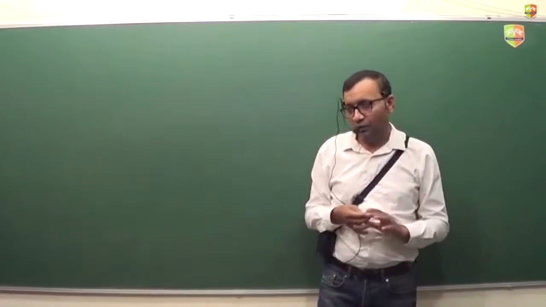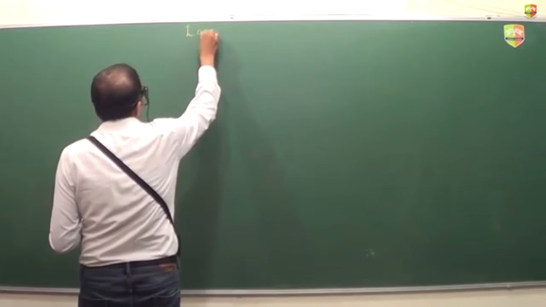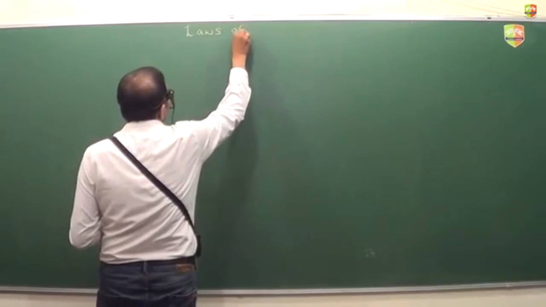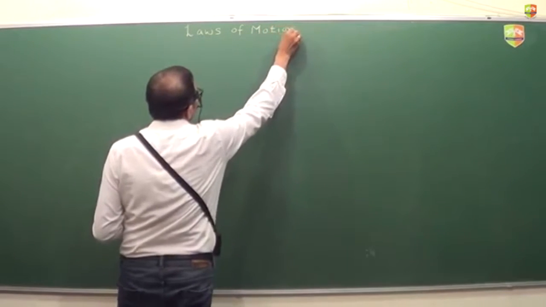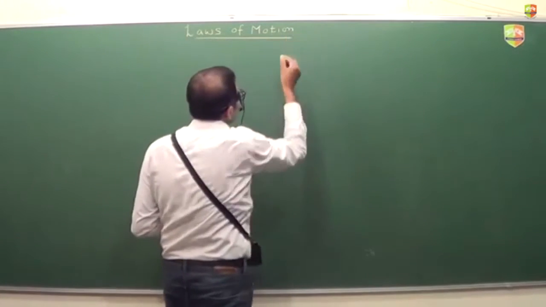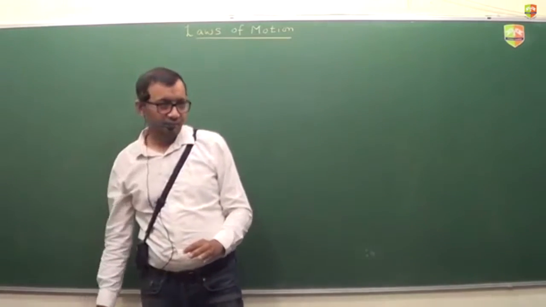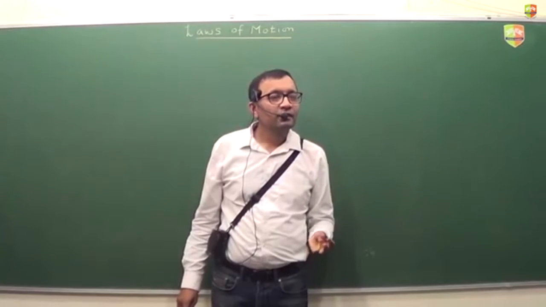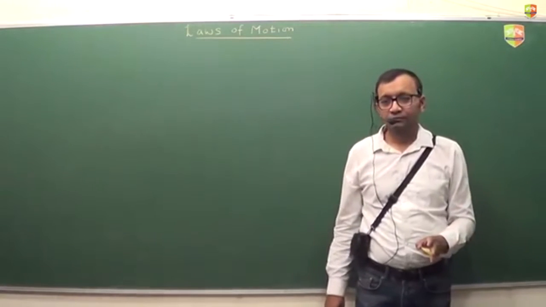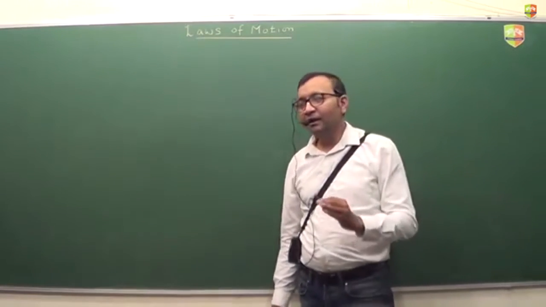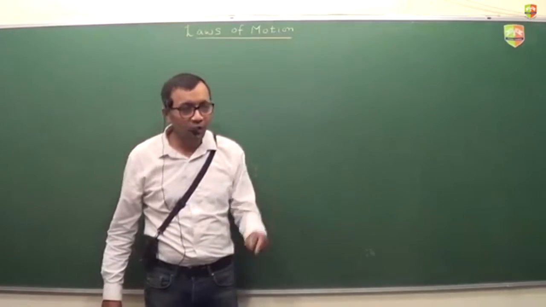So write down laws of motion. I am not going to complete this chapter. I am just taking the relevant portion of this chapter in which we can use the vectors. Laws of motion, as the name suggests, are the laws which an object in motion follows. If an object is under motion, that object must follow these laws which we are going to talk about.